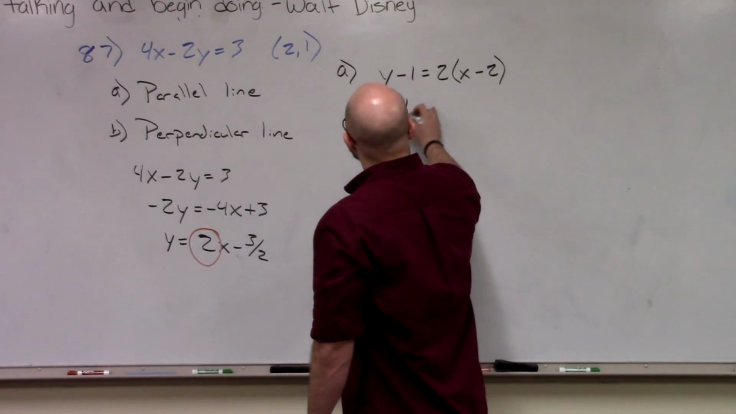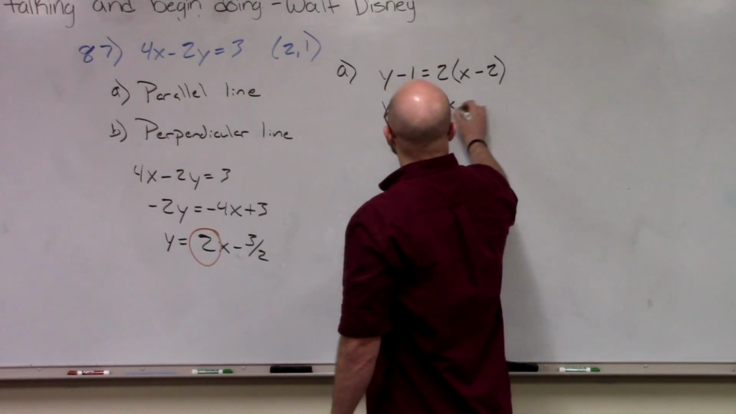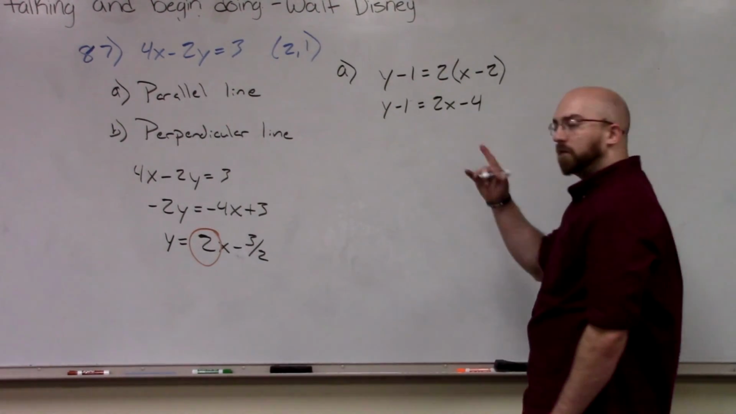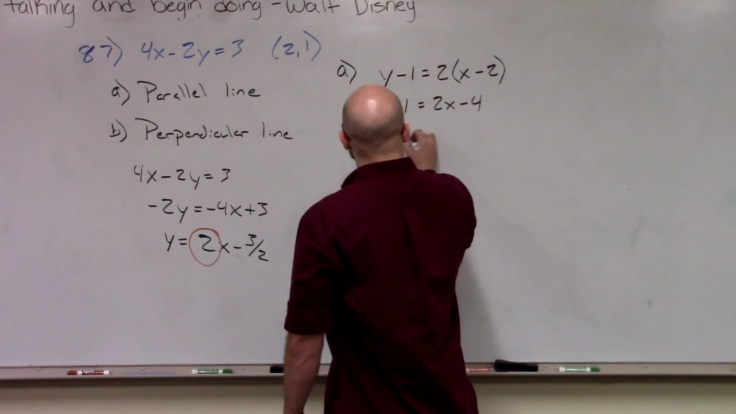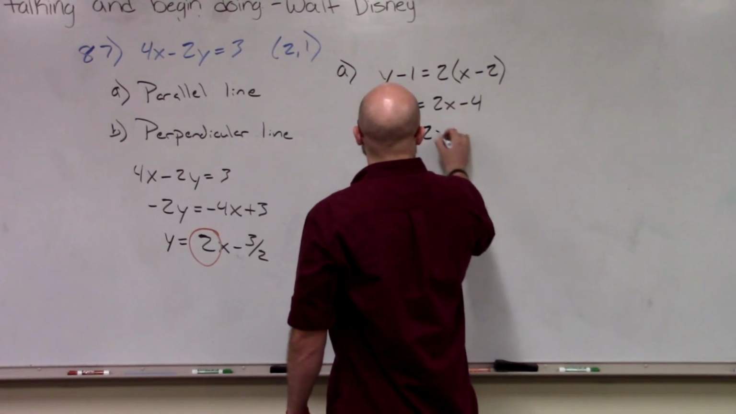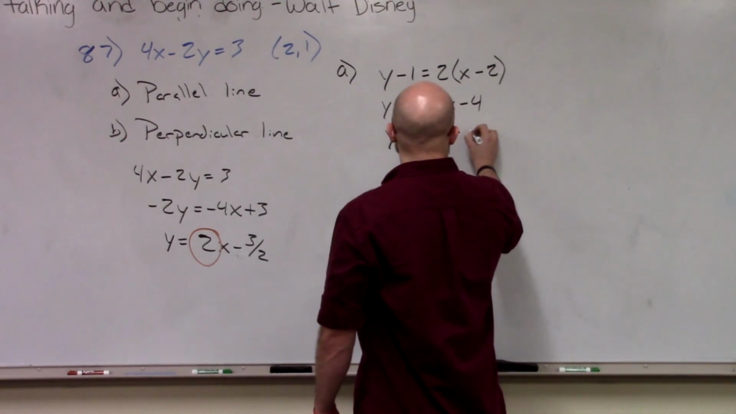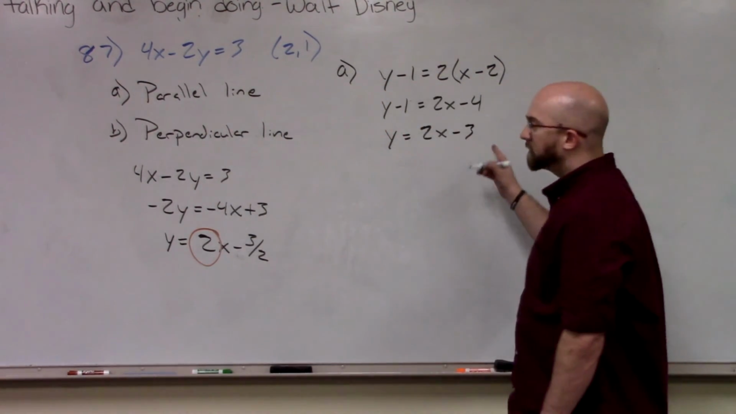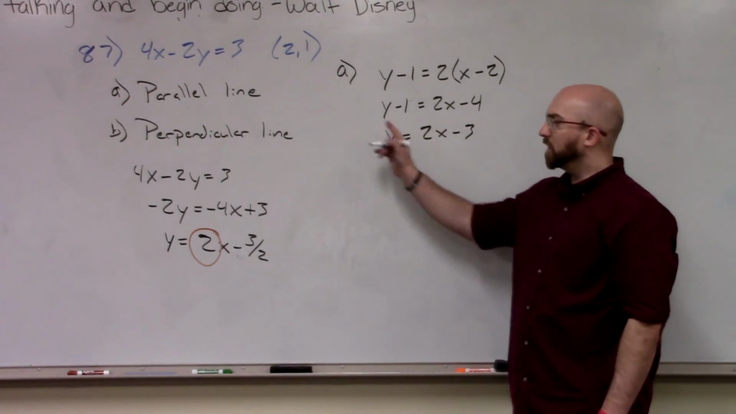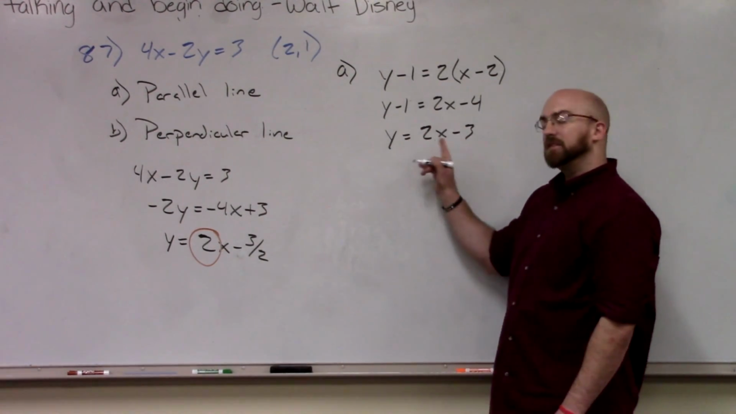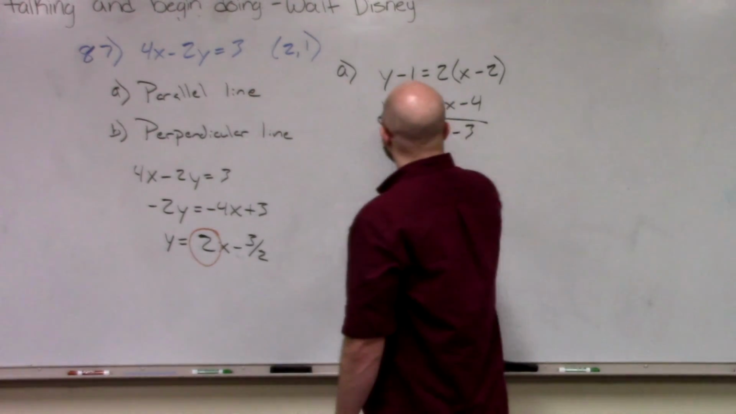So y minus 1 equals 2x minus 4. Move the 1 over. Y equals 2x minus 3. That's our answer for a parallel line. You see how they're different intercepts, but they have the same slope. So this is an answer for part A.